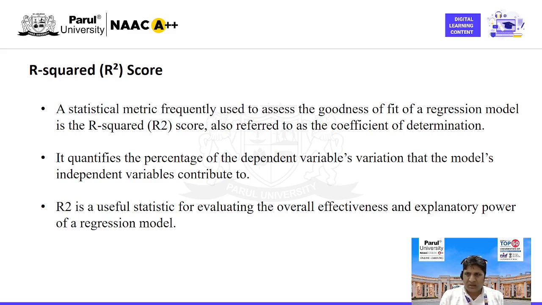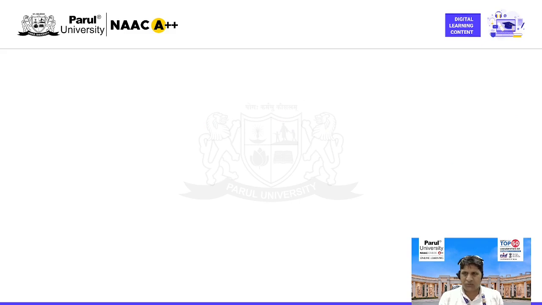R squared is a useful statistic for evaluating the overall effectiveness and explanatory power of a regression model. If you want to work with the effectiveness and explanatory power of a regression model, then we can use R2, which is a useful metric.